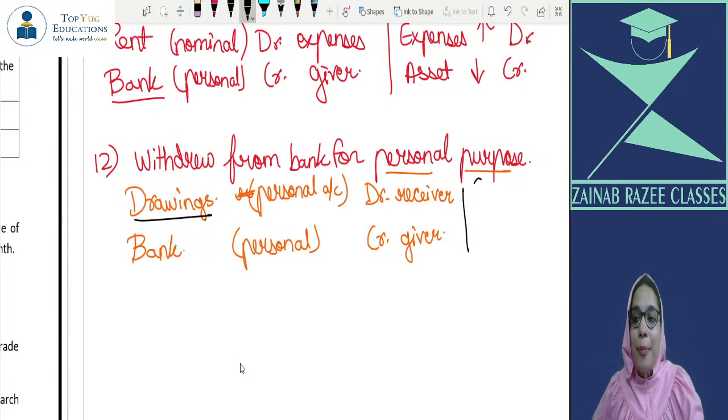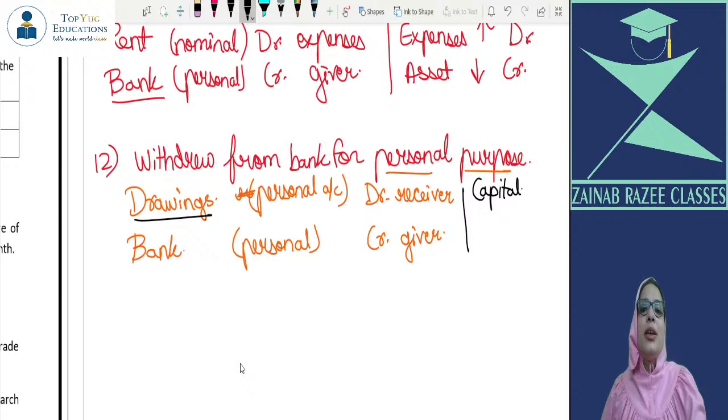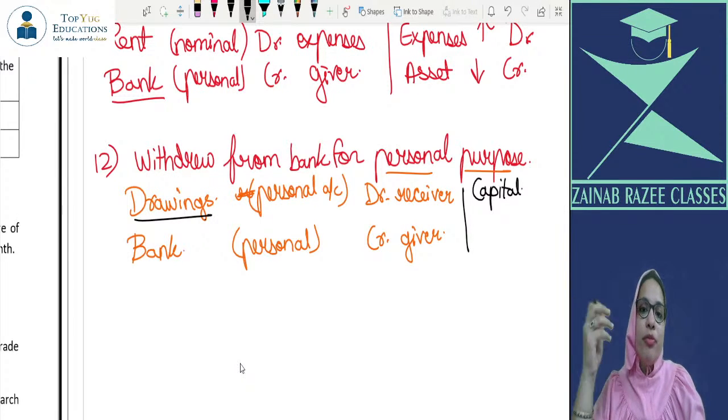Drawings comes under capital. You should say it falls under capital, not even liability. See, capital represents what the business has to give to the owner, and drawings is a reduction in capital. I will not pay this amount because you've already withdrawn.